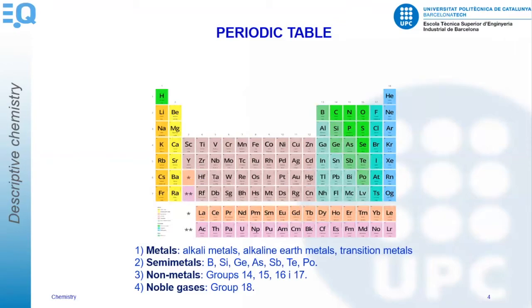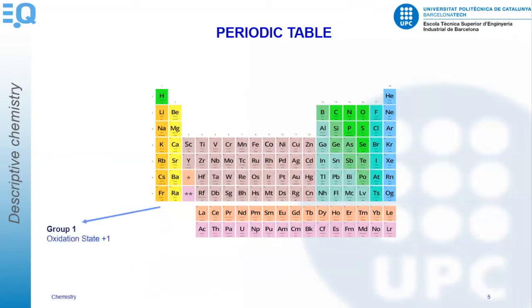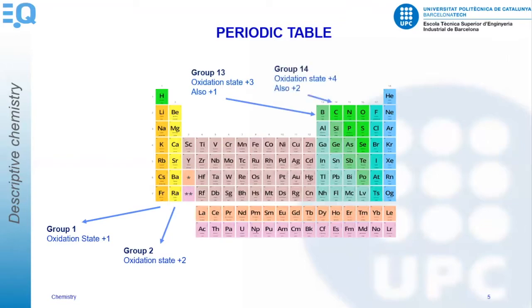Now, depending on where they are found in the periodic table, they will have different oxidation states. For example, group 1, found on the left of the periodic table, will have an oxidation state of +1. Group 2 will have an oxidation state of +2. But it gets a bit more complicated. When we go into group 13, the oxidation state can be +1 or +3. In group 14, it can be +2 or +4.